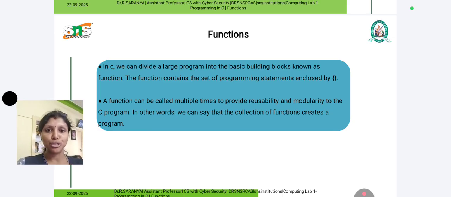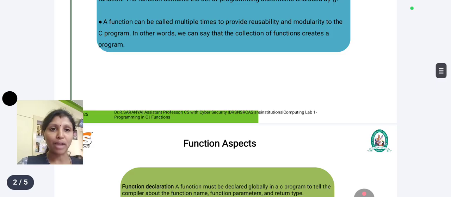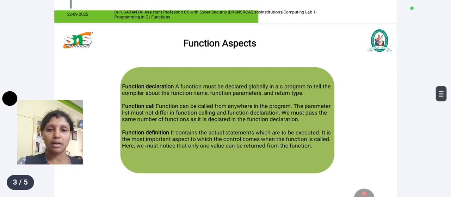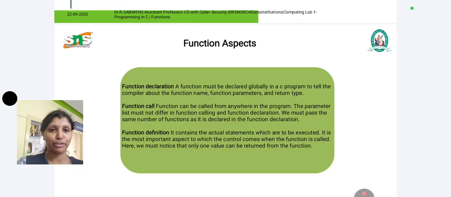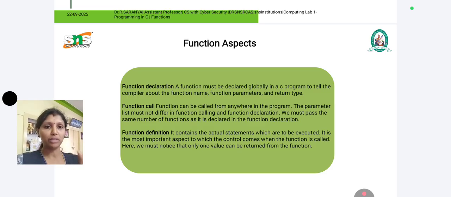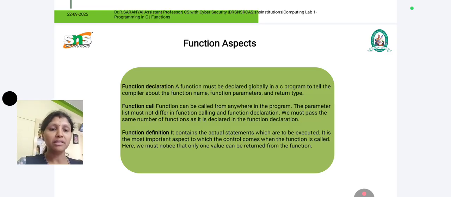Now let us see the function aspects. We have three aspects in functions. First is function declaration, and then function call, and function definition. First, we are going to declare a function. The function must be declared globally in C programming. Before we specify the main function, we are going to perform the declaration. We are going to declare a function name, function parameters, and then return type.